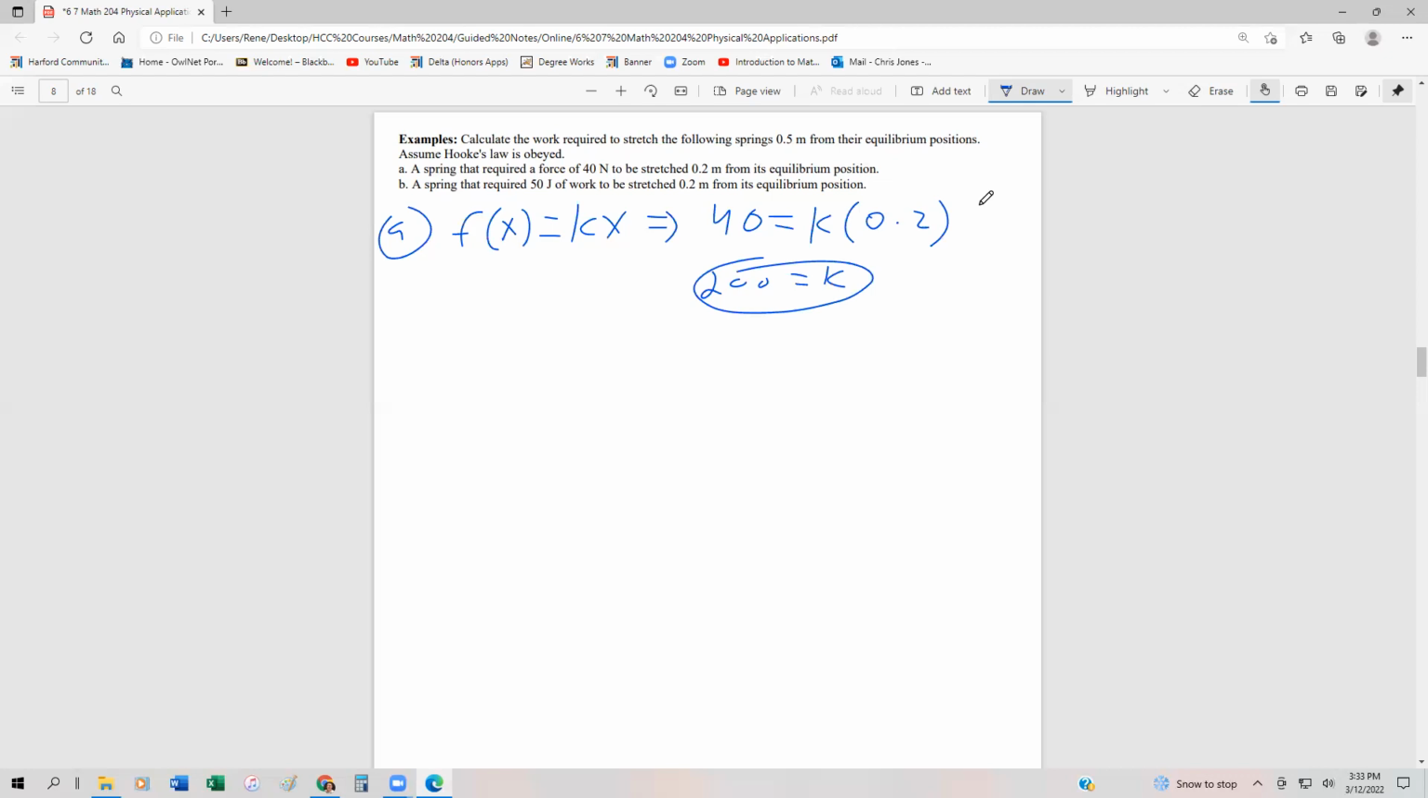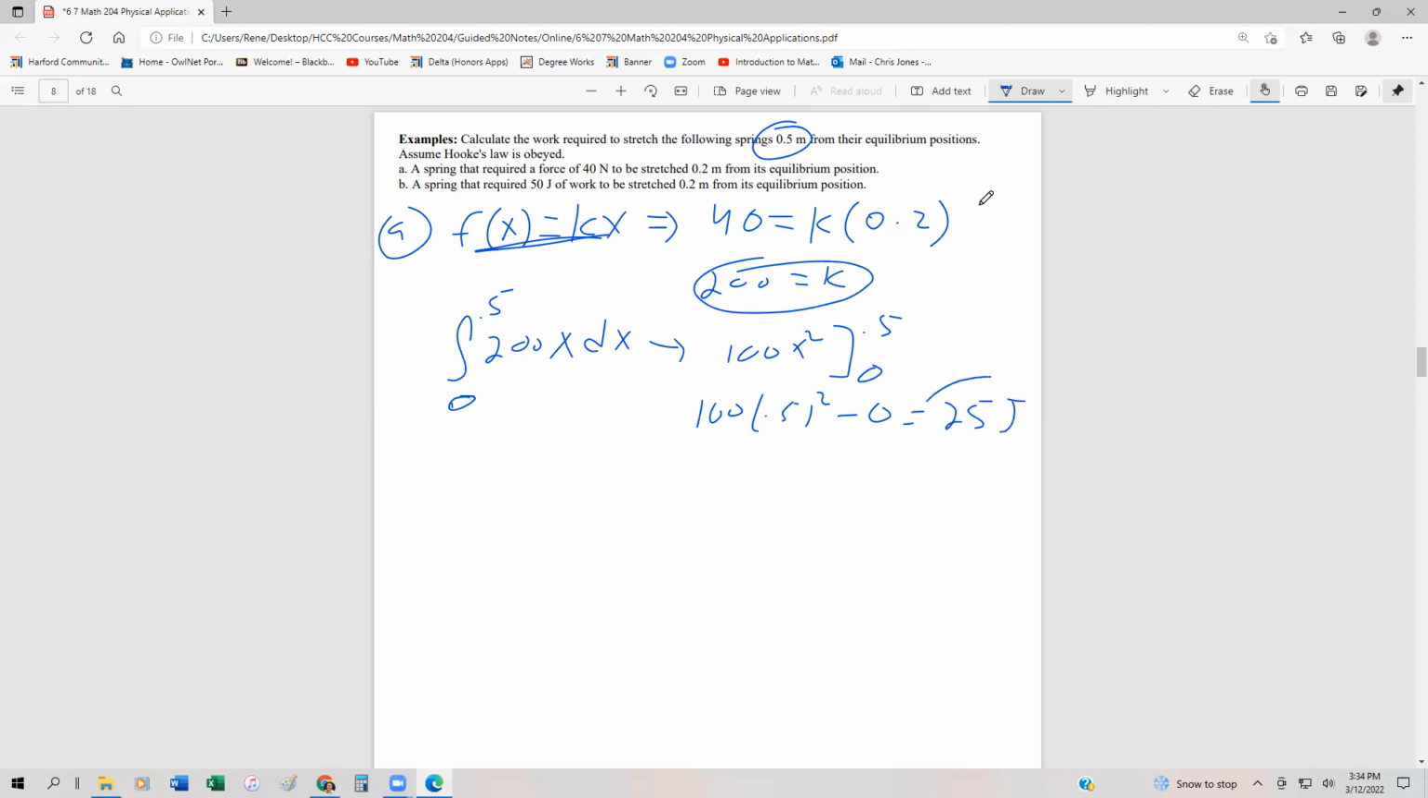And so our integral this time, we're going to have 200x. So that's our force function, kx dx. And we want it to go 0.5 meters, so that's going to be 0 to 0.5. If we integrate that, that's going to be 100x squared from 0 to 0.5. This will be 100 times 0.5 squared, and this is going to wind up just being 25. Since we have meters and newtons, we're going to end up with joules for Newton meters.